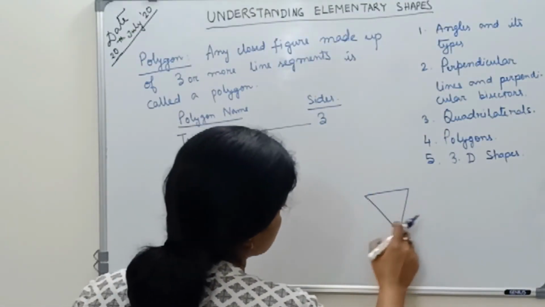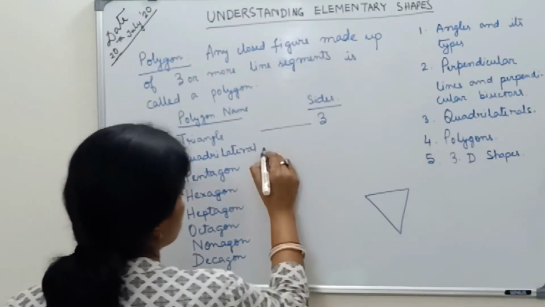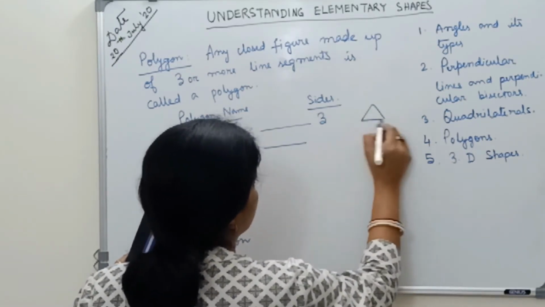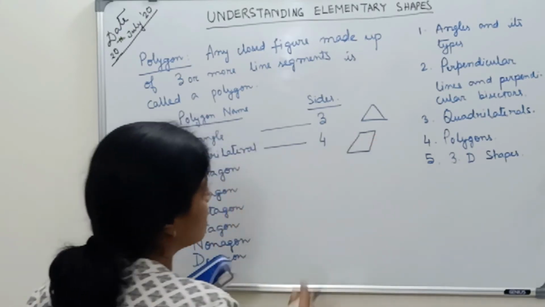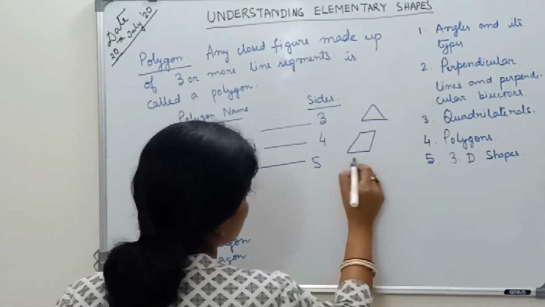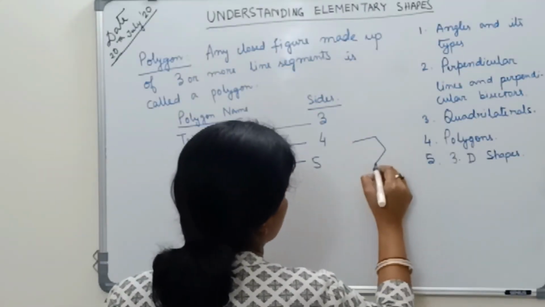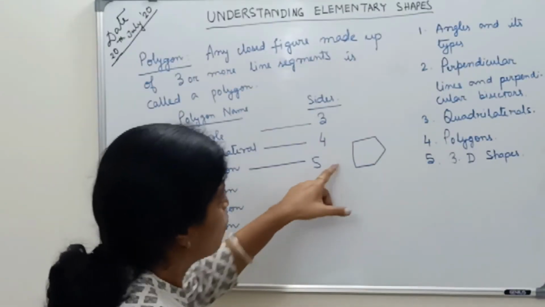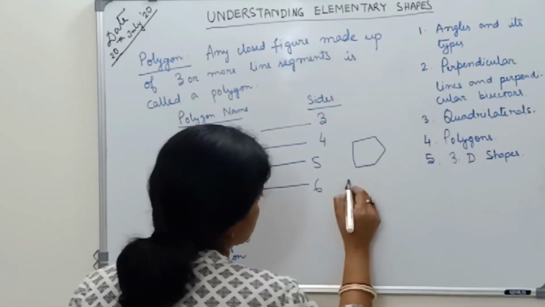If this has 3 sides, this is called a triangle. Now what is quadrilateral? Quadrilateral has 4 sides. Any diagram which has 4 sides. Now what is pentagon? It has 5 sides. So how to draw a pentagon? 5 sides. 1, 2, 3, 4, 5. Now what is hexagon? It has 6 sides.